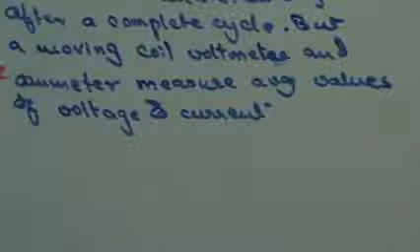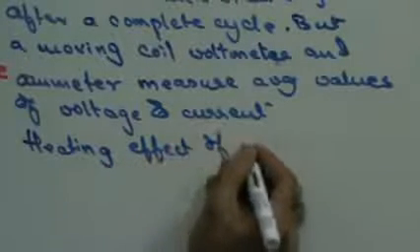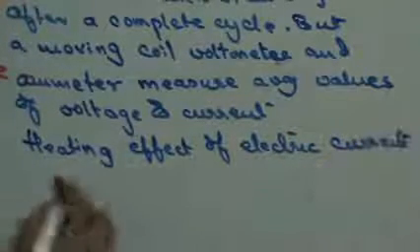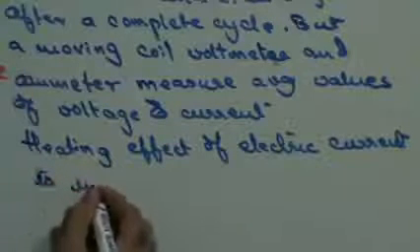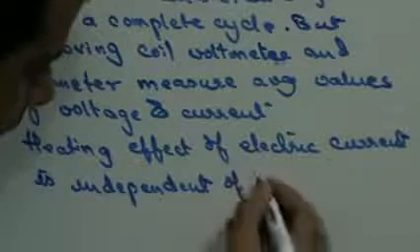What we know is, there is something called the heating effect of electric current. So, the measurement of voltage and current is done on the basis of this property. We use the property of the heating effect of electric current to measure the EMF and voltage in an AC circuit. I can say that the heating effect of electric current is independent of the direction of the current.